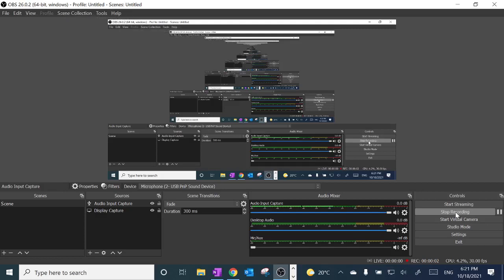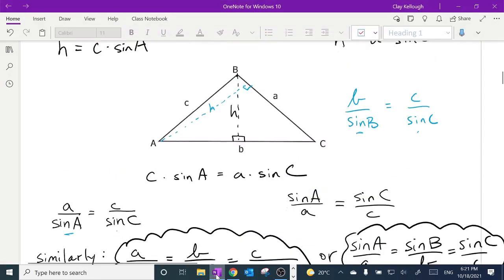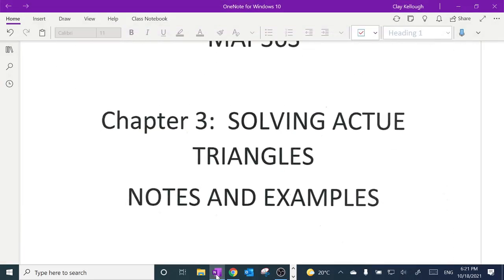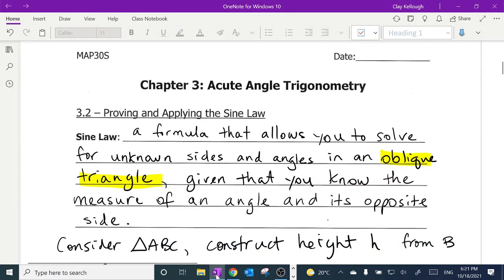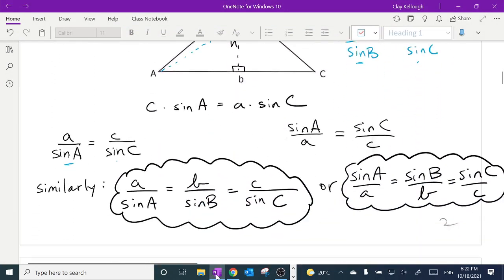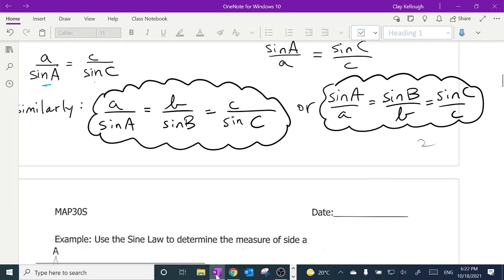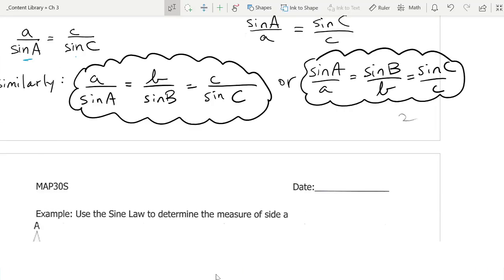Hey there everybody, this is our second video in our series for Applied Math where we are looking at Chapter 3, Solving Acute Triangles. On our last video we derived the law and the formula that we called the Sine Law, and today we're going to use it to solve the examples in the book, in our notes package.